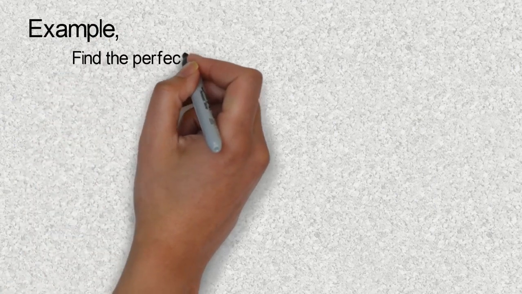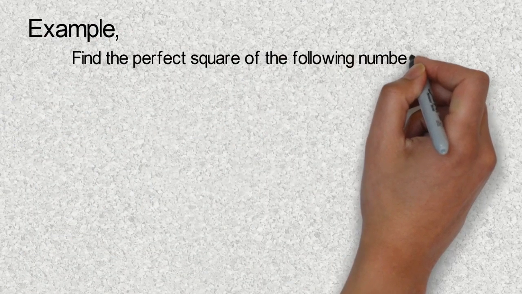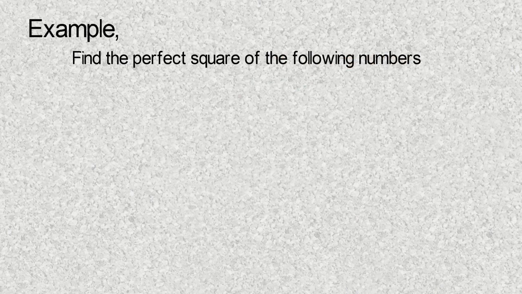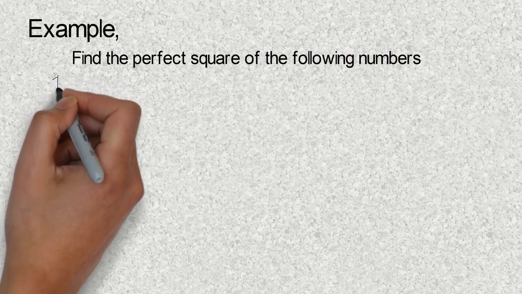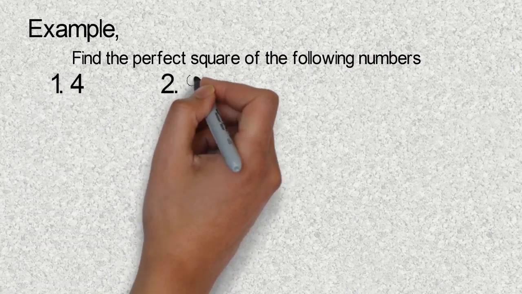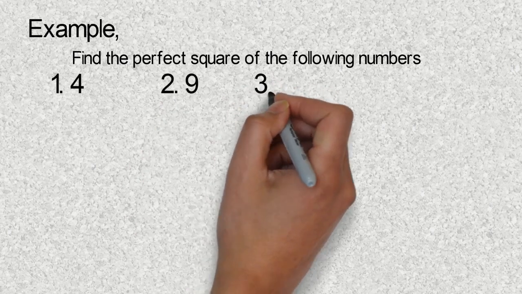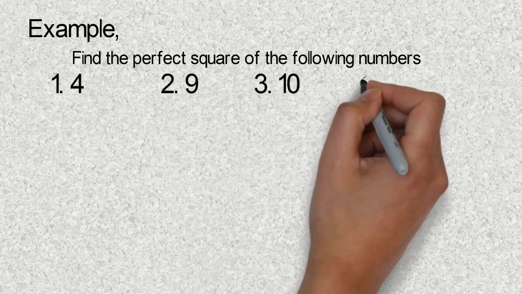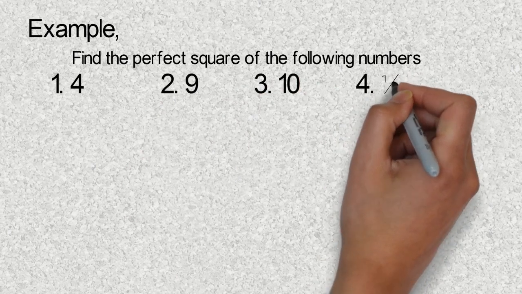So example, find the perfect square of the following numbers. 1, 4. 2, 9. 3, 10. Then 4, 1 over 4. So solution.